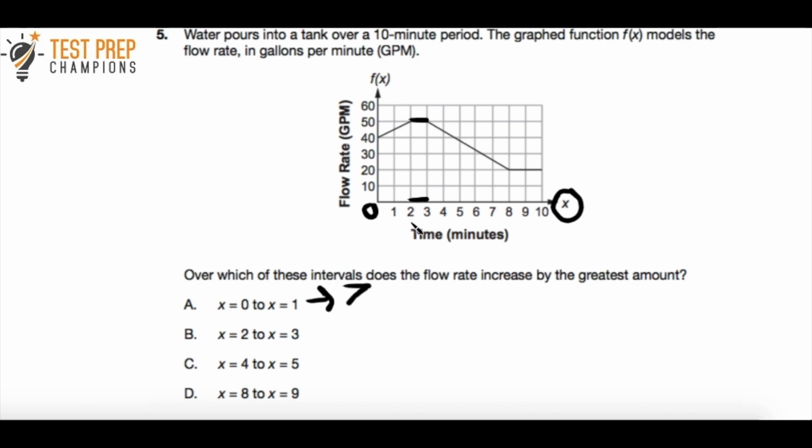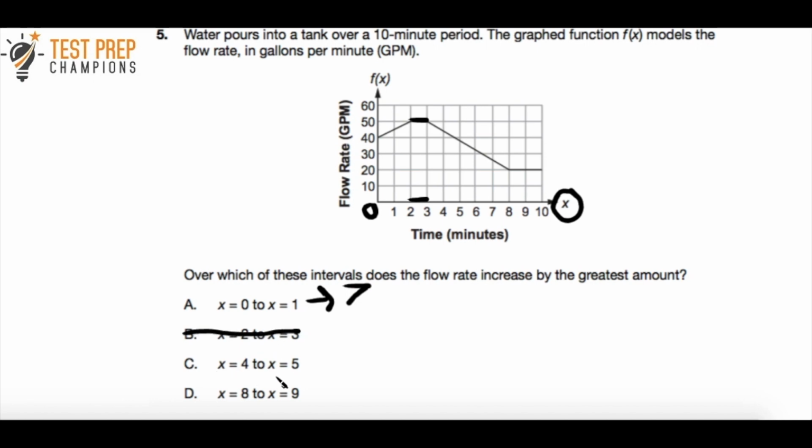So look at the flow rate at 2 minutes. After 2 minutes, the flow rate is at 50. And then after 3 minutes, the flow rate's also at 50. So if you want to do the math here, 50 minus 50 is 0. So the change in the flow rate here is 0. So there's no increase or decrease. So B is not going to be the answer, right? There's no change in the flow rate.